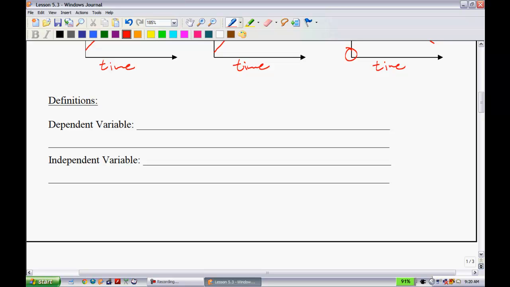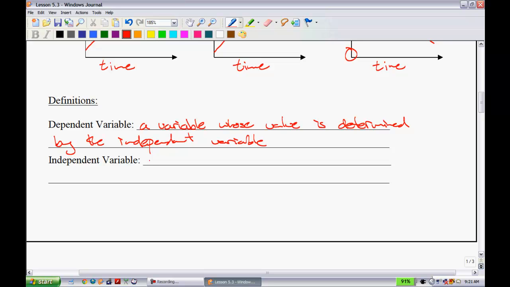All right, let's end up this first page with just dealing with some definitions. I know we've dealt with independent and dependent again. I just wanted to give you a formal definition of it. The dependent variable is a variable whose value is determined by the independent variable.